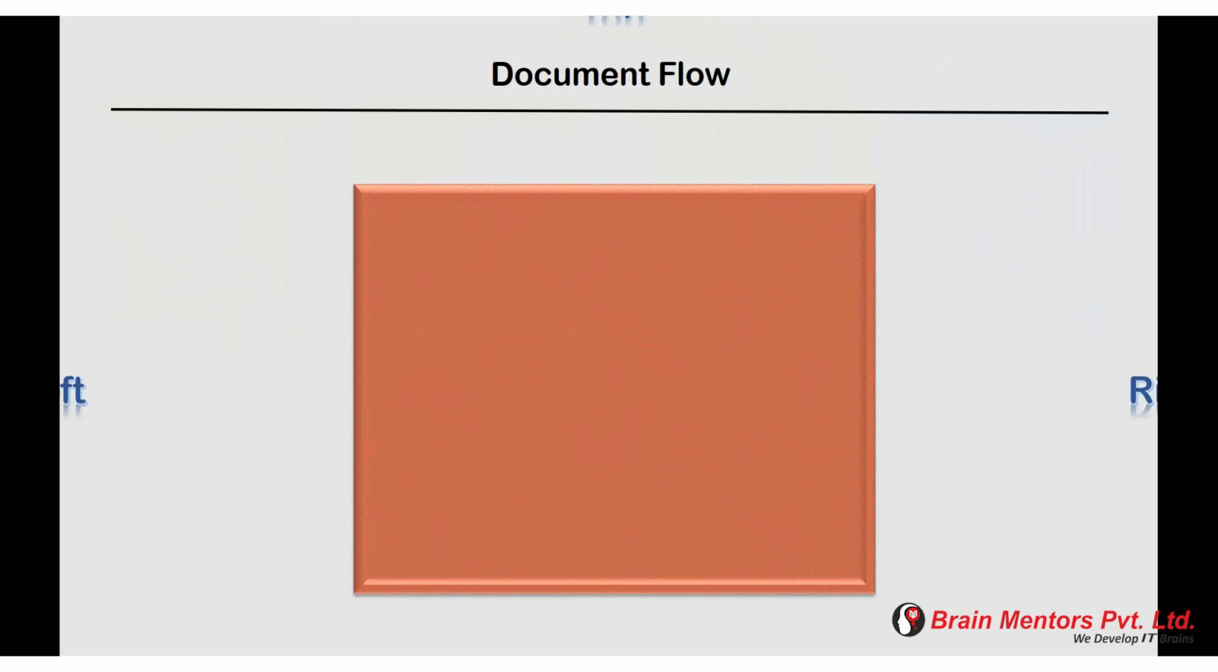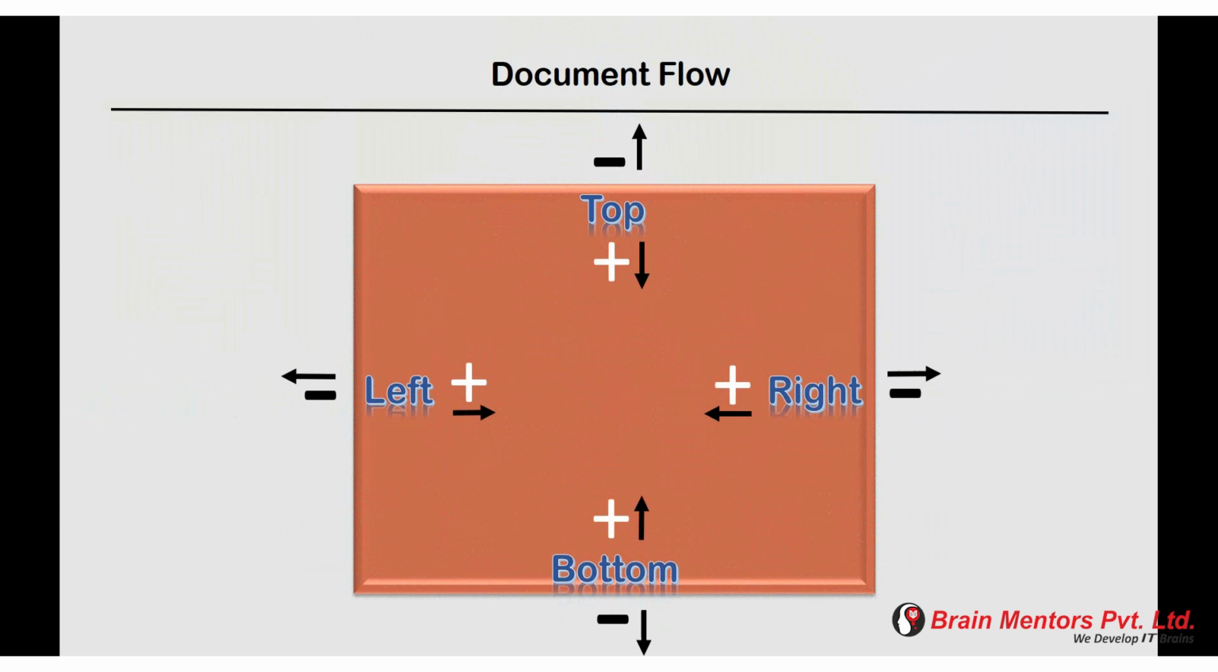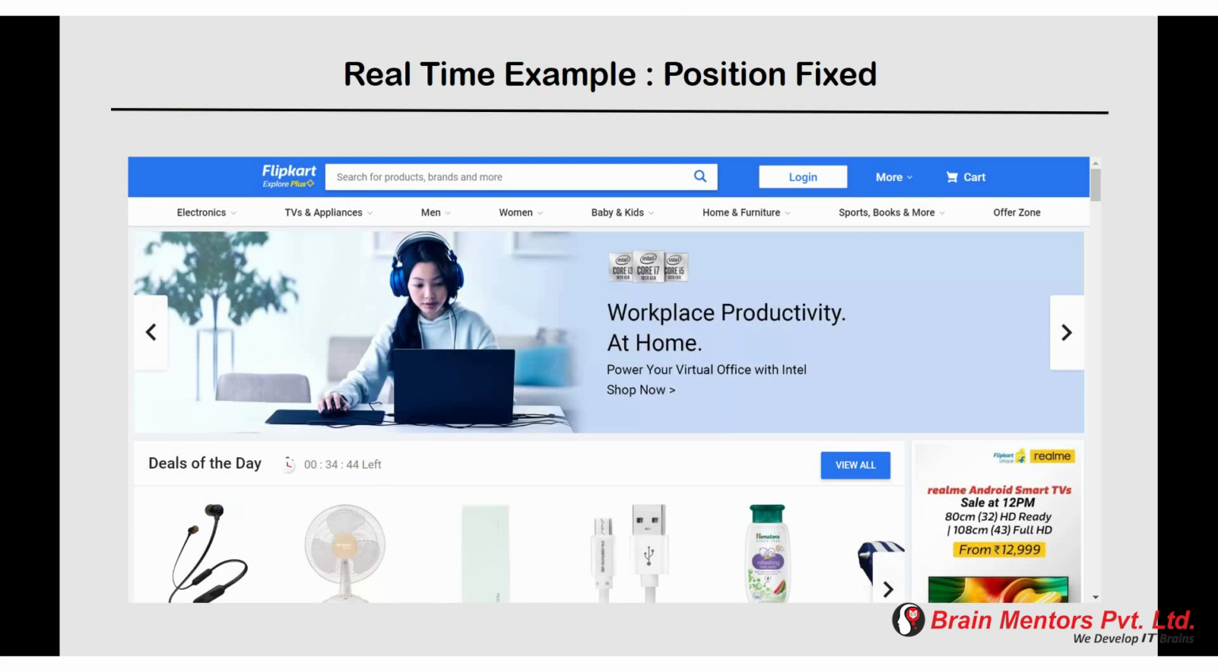Here as you can see, the positive values are on the inside and negative values are on the outside. I mean that the positive values will offset inward and negative values will offset outward. And now I am going to show real-time examples of all the position properties. First is an example for position fixed.